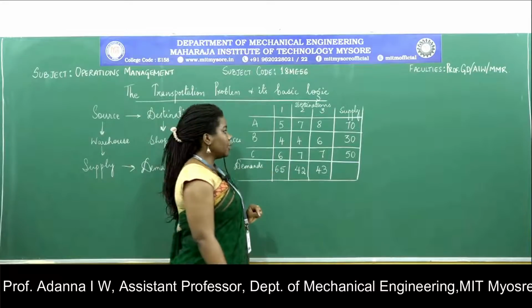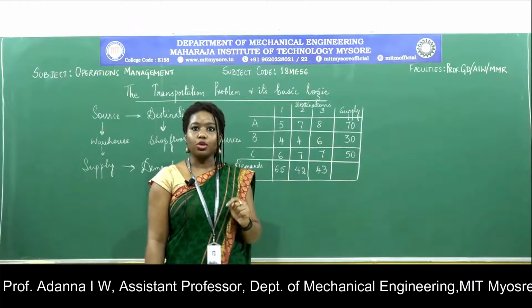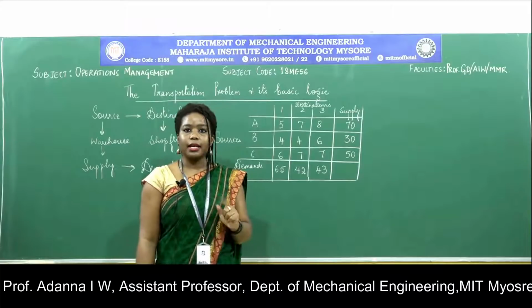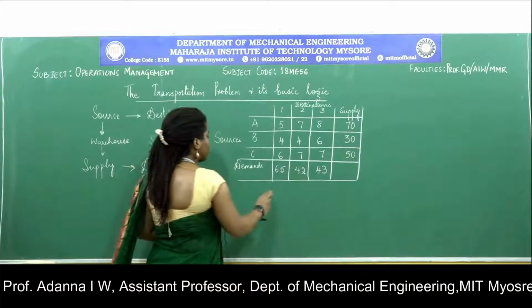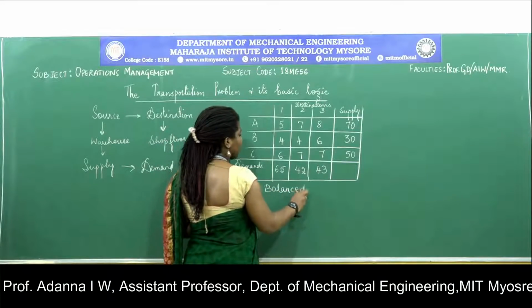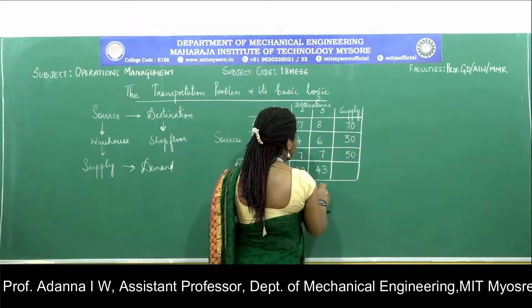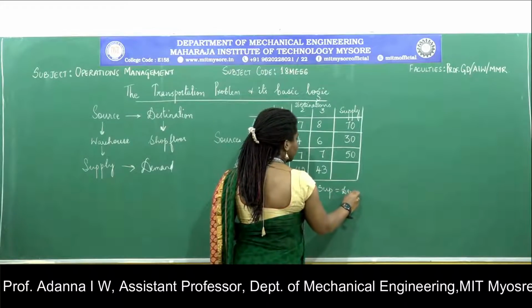Fine. So here, before we solve this problem, I will tell you exactly how you have to look at the problem. For any transportation problem to be solved, there is a condition: the problem has to be balanced. So you need to ensure that the transportation problem you are solving has to be balanced. What do we mean by balancing? Balancing means that the total supply should be equal to the total demand.